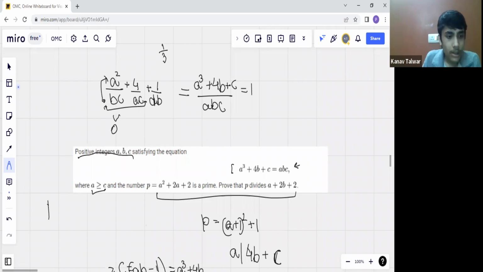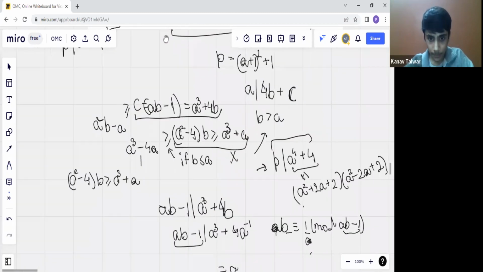And in the chat, somebody saying P divides AB minus 1. So how did you get that? Or was that a mistake? I don't know. Oops. Okay, by mistake. Actually, that is true, but fine.